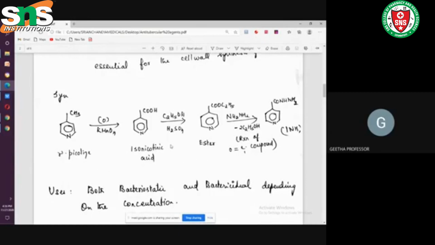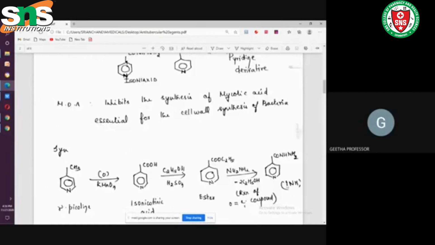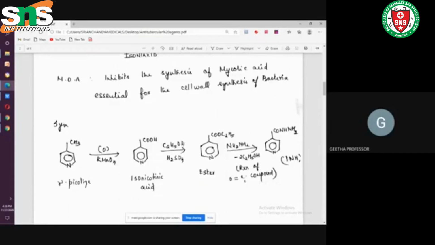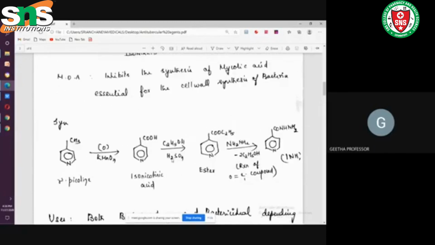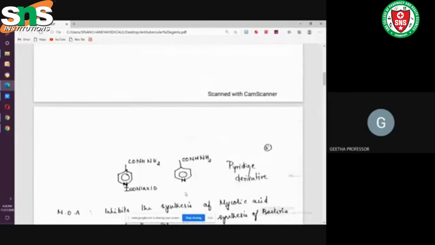The mechanism of action, as I already told, is that it mimics mycolic acid, which is essential in the synthesis of the bacterial cell wall, thereby it inhibits. In higher concentration it is bactericidal and in lower concentration it is bacteriostatic. Static means prevents, cidal means kills. So it both prevents and kills the bacteria. I hope this is clear. That's the first simple drug.